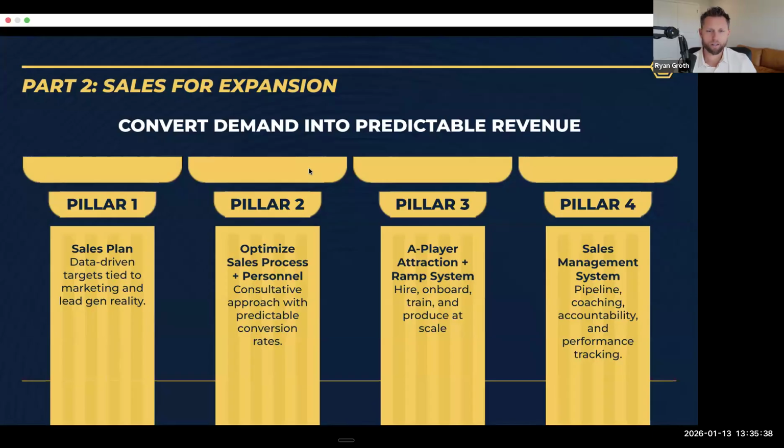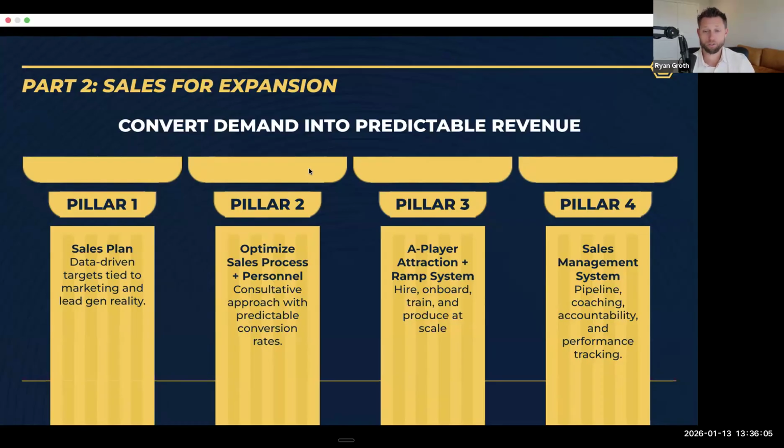Pillar number two, optimize the sales process and personnel. Many companies are making a shift to retail, right? Many companies are maybe able to do insurance. If you don't have a sales process that is going to differentiate you and then also convert, you need to do that so that it can be documented, repeatable, and you can start to predict those conversions. And that's huge.